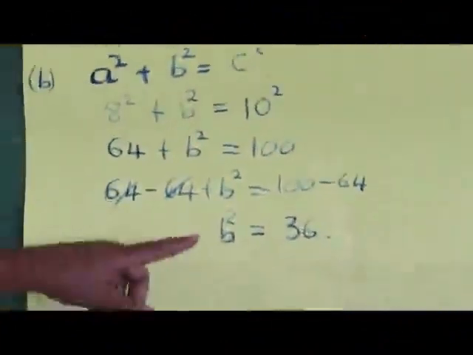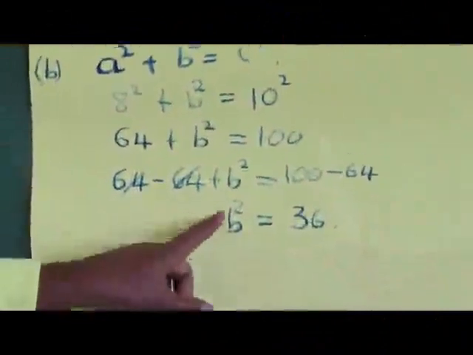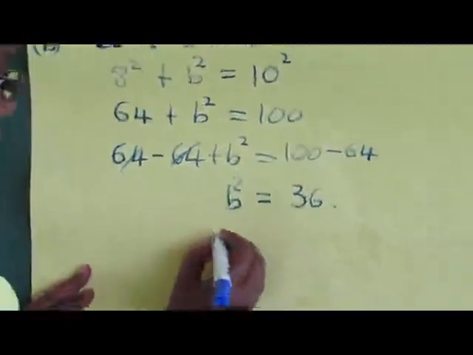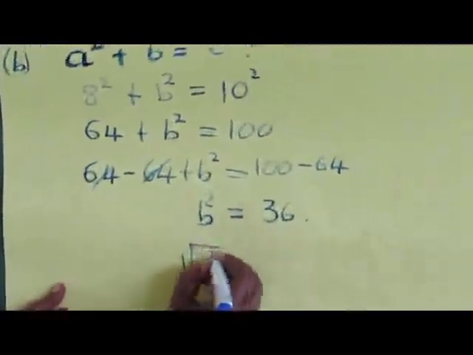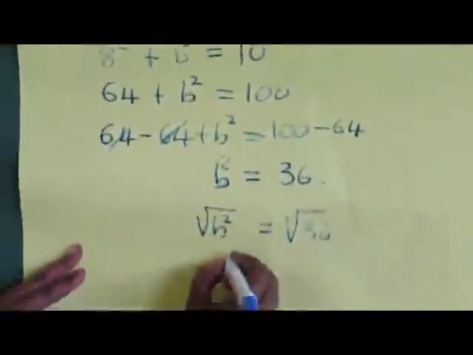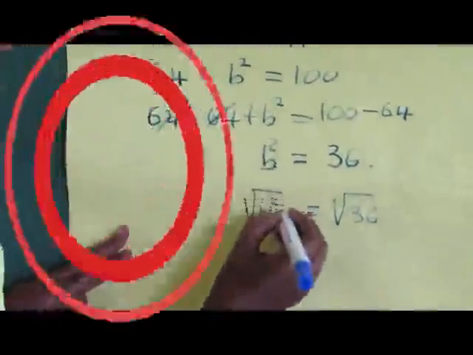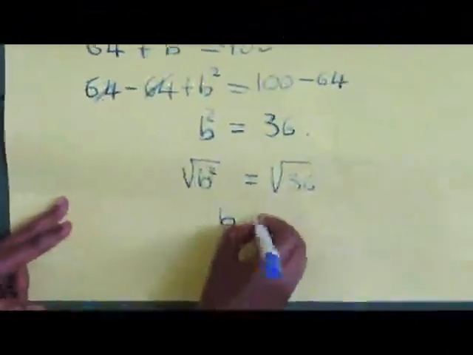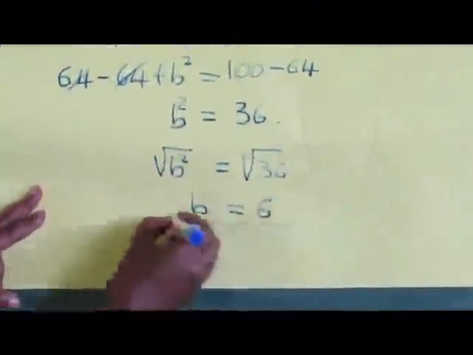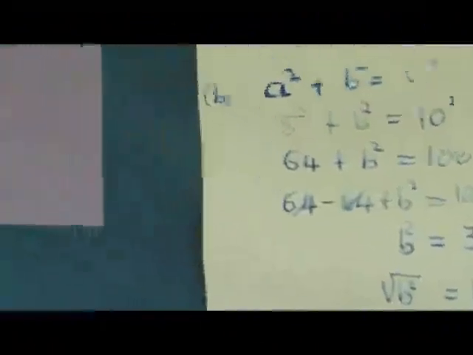How are you going to get B here, students? By taking square root both sides. Good. So square root of B square is equal to square root of 36. Square root of B square is equal to B. Square root of 36 is equal to 6. And that is the value of B. Good.